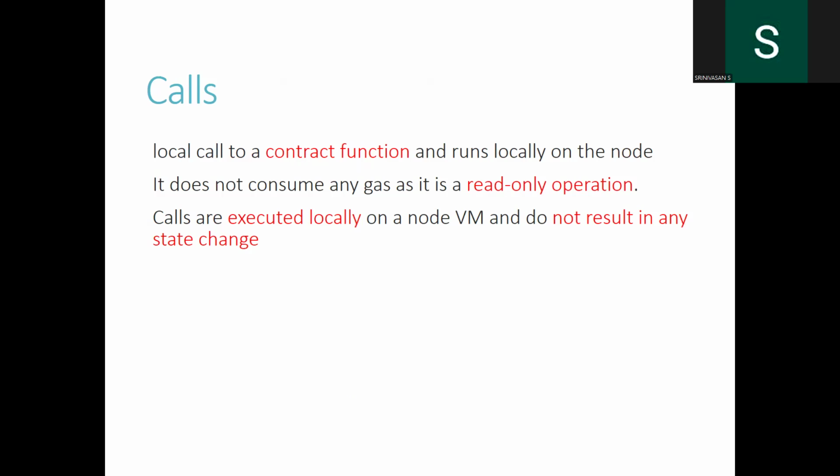The message calls might be local or global. The local calls are executed on the node itself and do not consume any gas, because it uses the local resources and typically it is a read-only operation. The calls are executed locally on the machine with the help of the EVM, and they don't change any state.